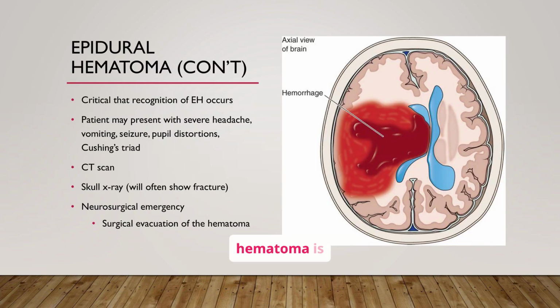Recognizing epidural hematoma is critical. Symptoms can include severe headache, vomiting, seizure, and pupillary distortions. Diagnosis involves CT scans and skull X-rays. Neurosurgical intervention is a medical emergency.